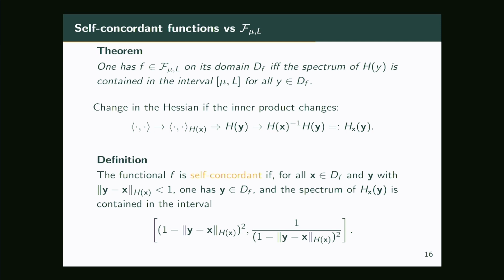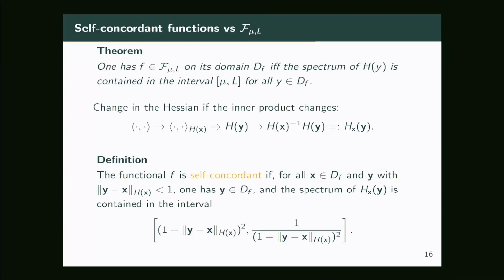A function is called self-concordant if for any point x in its domain and any point y in a ball around it, the ball defined by this inner product of ours, defined by the Hessian at x, then y must still be inside the domain, and the spectrum of this Hessian must be contained in this interval. The spectrum being contained in the interval is exactly what we're talking about. So we're going to associate this mu with this value and this L with this value.